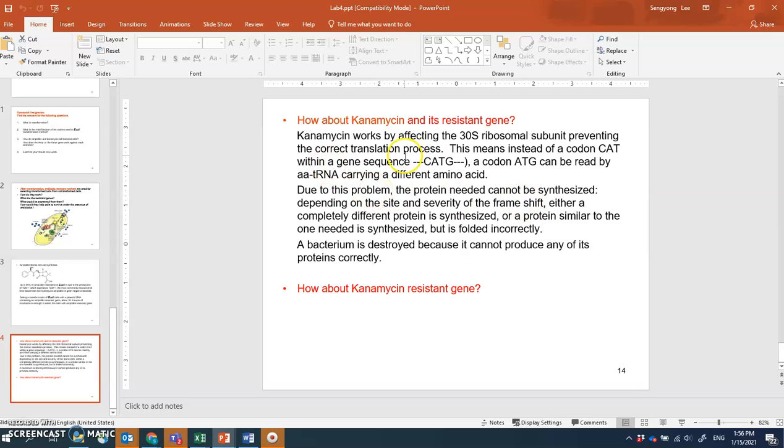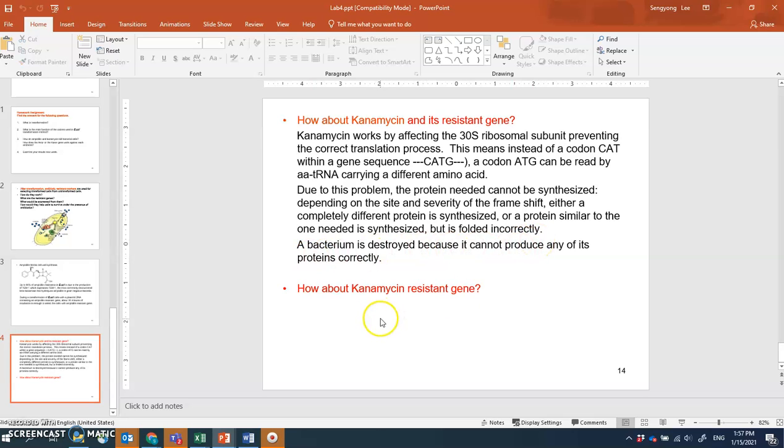It works by binding the ribosome, so it blocks the translation. It binds with the ribosome and prevents the correct translation process. If that happens, then bacterial cells cannot make their own proteins. So that's how they will die. Instead of reading the correct codon, they do not know how to read the correct codon, so they mess up the translation process. Proteins needed cannot be synthesized if that happens, so bacterial cells can die from it.